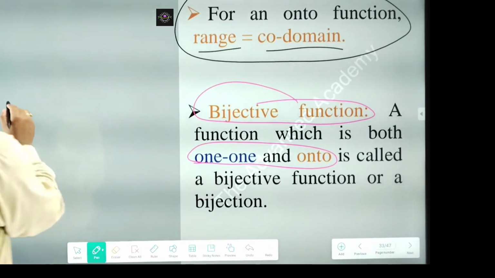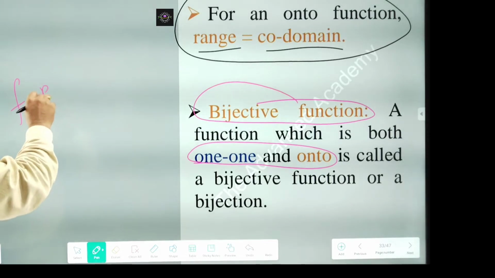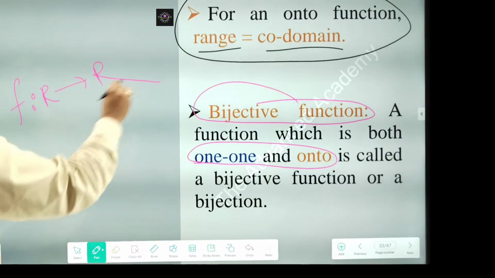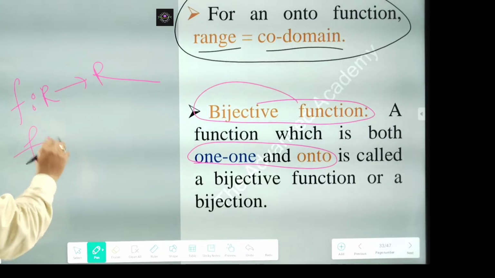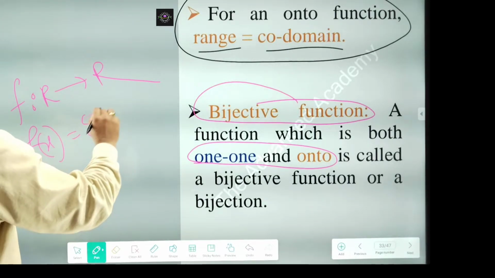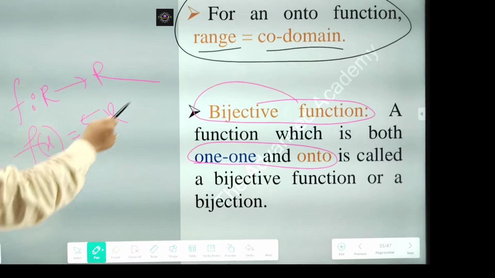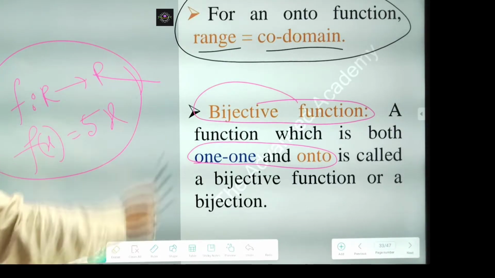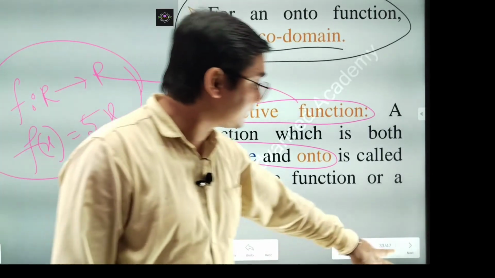Yes, so for a bijective function, we write one definition and one example here. Just this will be one example. So this is our bijective function. Yes guys.